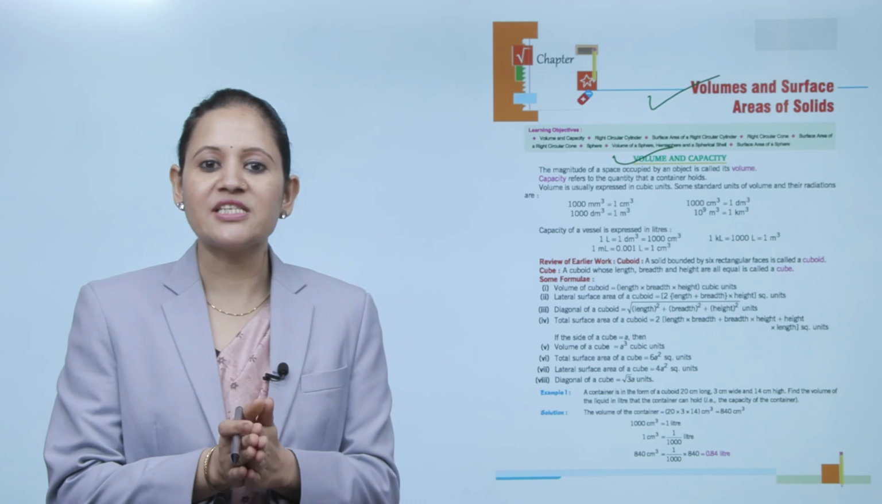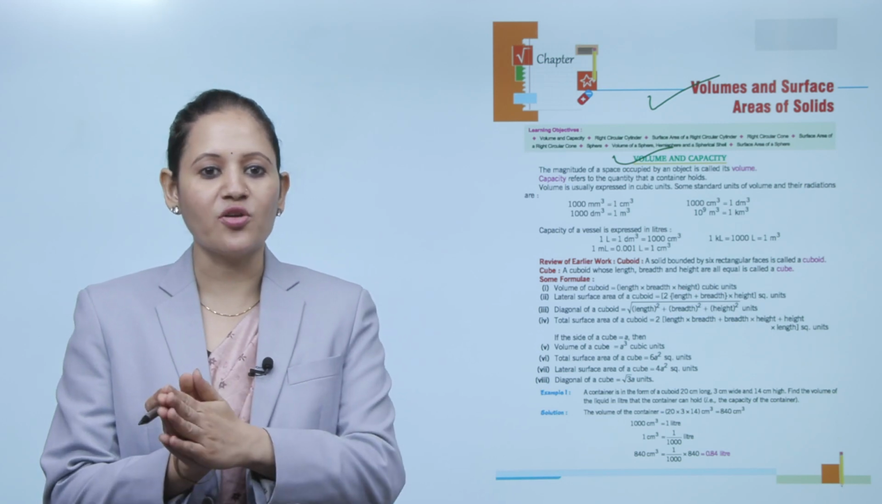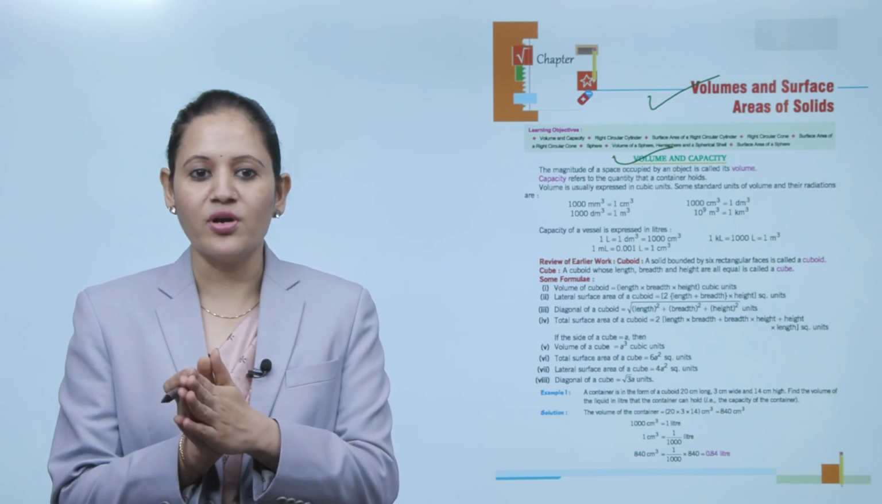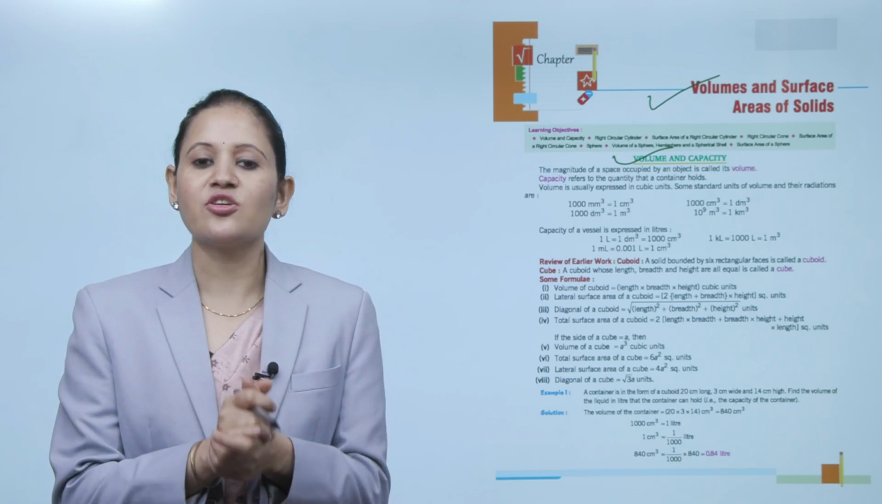The magnitude of the space occupied by the object is called its volume. Next is capacity. Capacity refers to the quantity that a container can hold. Volume is usually expressed in the cubic unit.